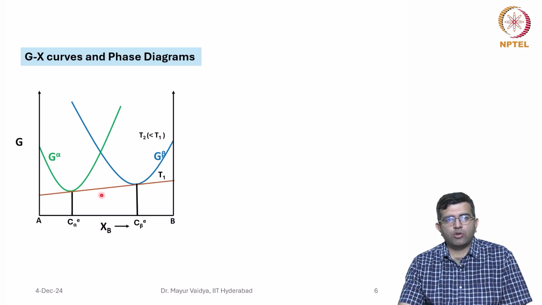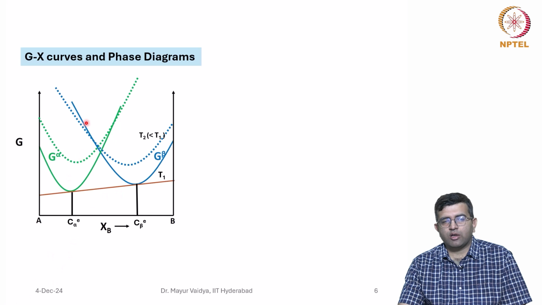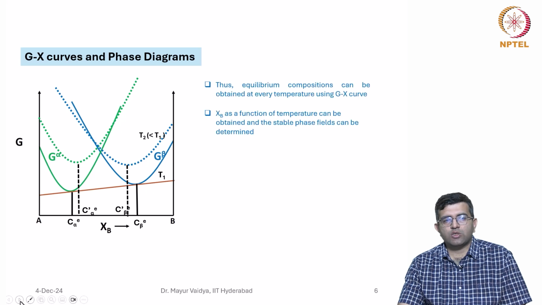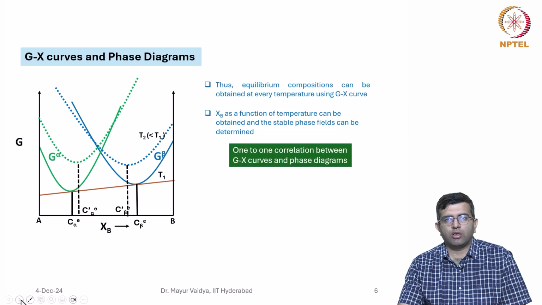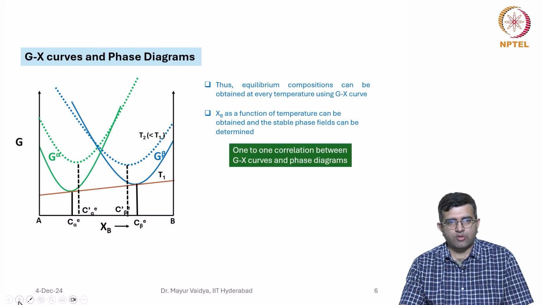And this common tangent: any point on the common tangent is the free energy of a mixture of alpha and beta. So, if I lower the temperature, all the curves will shift up, and therefore the equilibrium composition also changes. Now, you have alpha stable up to a higher composition range. This is also reflected in the phase diagram, and therefore there is always a one-to-one correlation between the G-X curves and the phase diagrams.